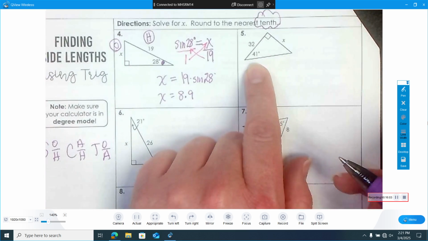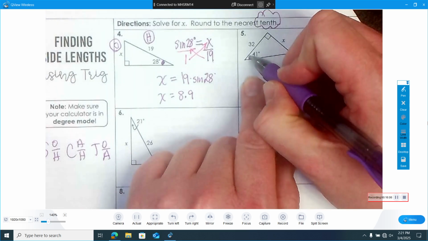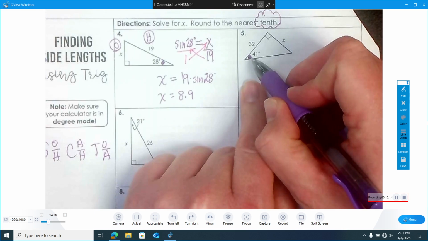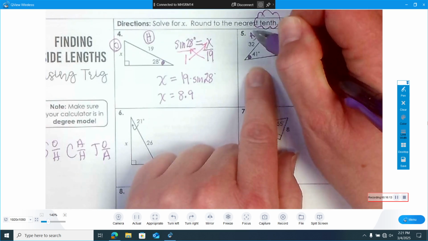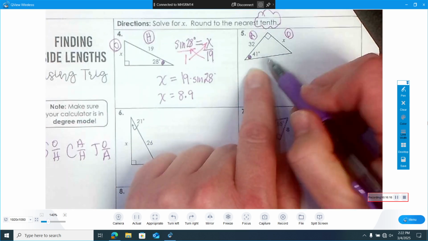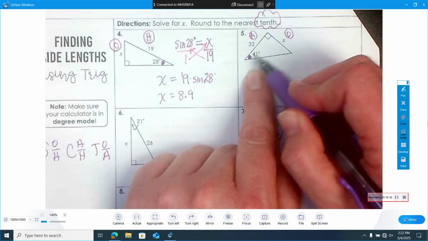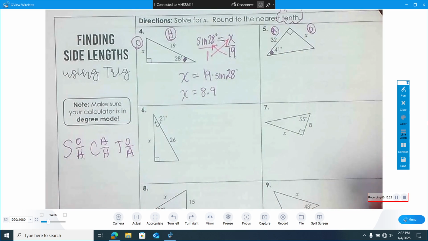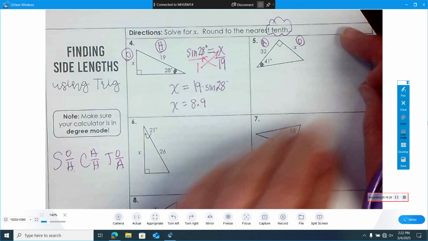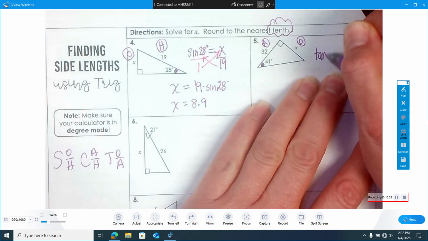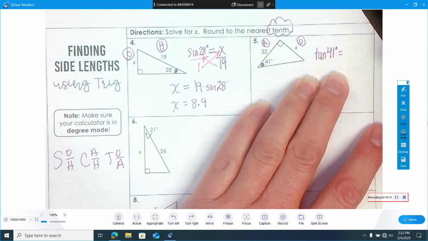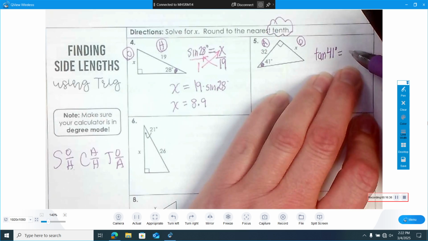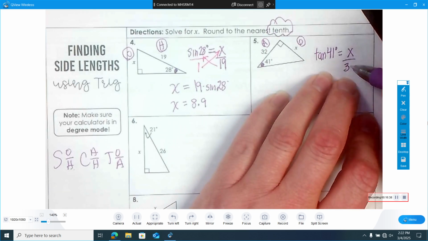All right, number 5. Here's our angle. We're looking from this 41-degree angle. Which sides are they giving us? Adjacent and opposite. Yep, opposite the 41 because it's all the way across. If we have opposite and adjacent, which piece can we use? Tangent, the T one. So tangent, according to my 41-degree angle, would be opposite over adjacent. What should I write? X over 32.